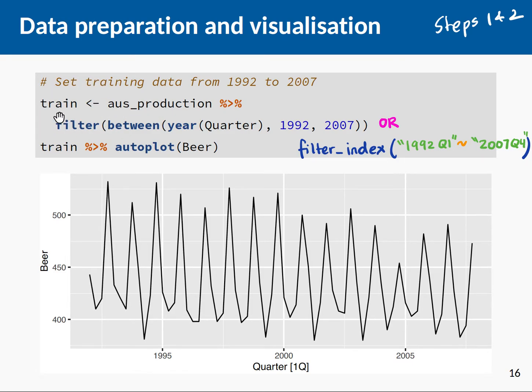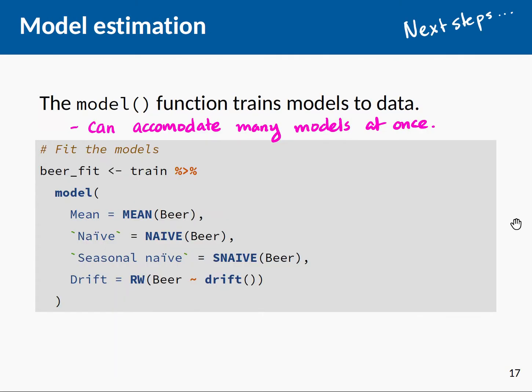Now, the train is not going to have just beer production. It's going to have many other things that are in the data set. So you should try to head your data set, head train, and see what it looks like. But now we can try to just focus on beer production by saying train, pipe function, autoplot beer, and this is what it looks like. So this is beer production over time. This is our step, the first two steps here, that we've extracted the data and we visualized it.